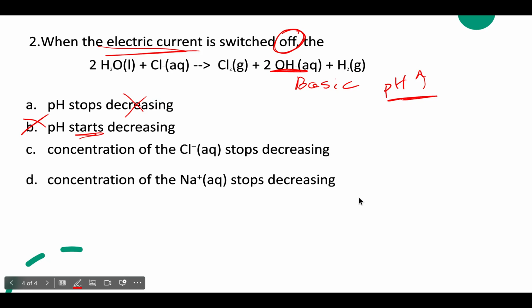Concentration of the Cl- stops decreasing. This will be the answer. And the reason is, with this Cl-, when the current is on, this reaction is taking place and the Cl- is being used up. So it would be decreasing in concentration. Now, if you turn off the switch and this reaction stops taking place, then the Cl- would stop decreasing because the reaction wouldn't be happening. And this last one you could also rule out because the Na+ isn't even in the equation. So for this one, your answer was C.